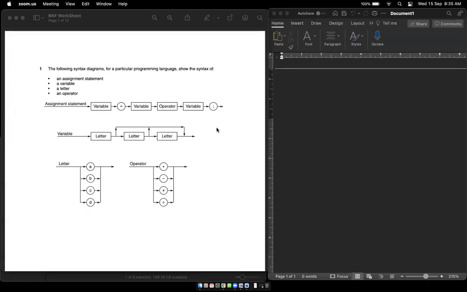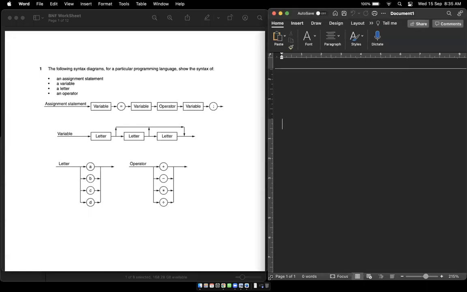Okay, Bismillahirrahmanirrahim. In the previous lecture, we were discussing the Backus Naur Form and how it is interpreted between the syntax diagram and the BNF version of a particular syntax related statement for a programming language.